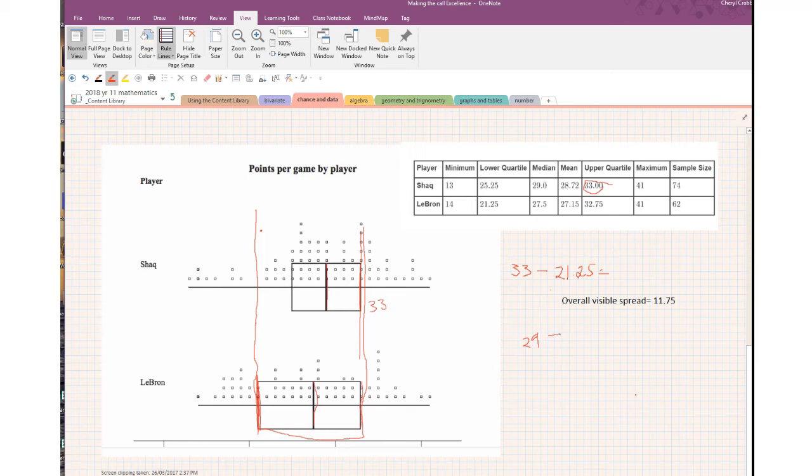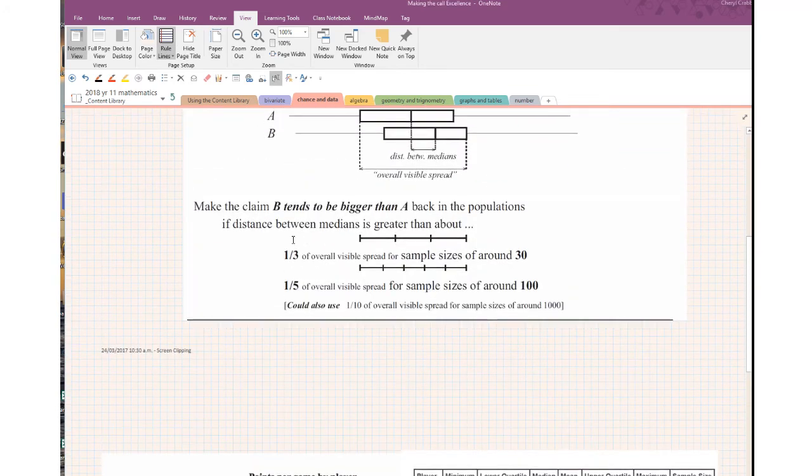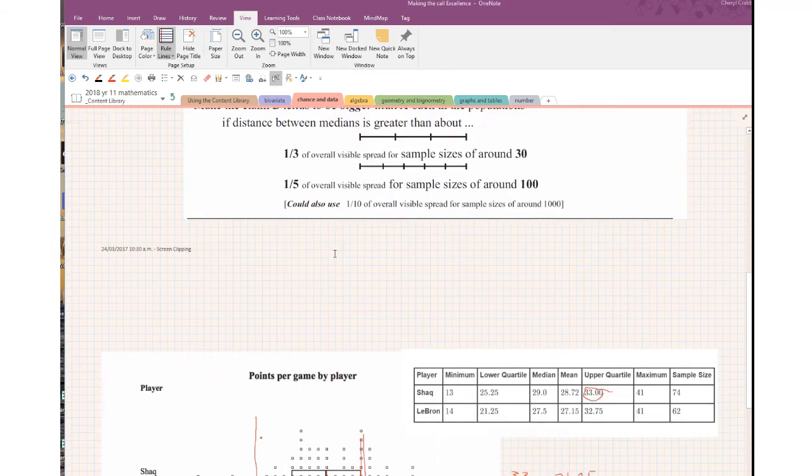29 minus 27.5. So the distance between that, we'll subtract. So the distance between the medians is 1.5. Now what are we going to do? We've got to determine if the distance between the medians is greater than about one third of the overall spread.